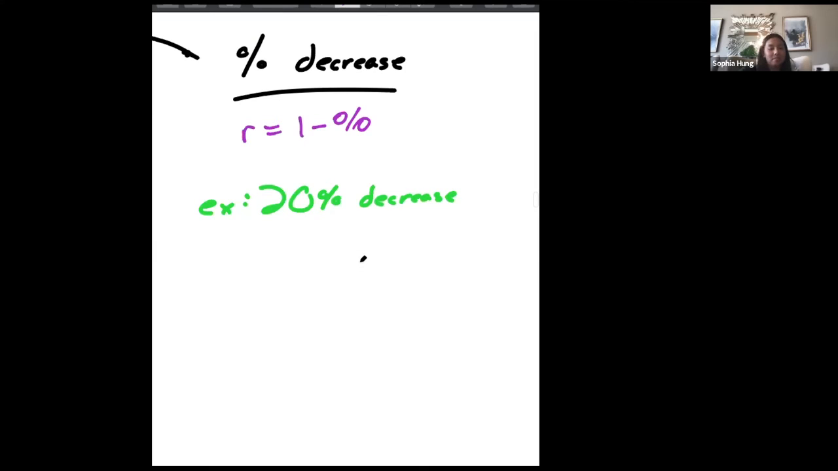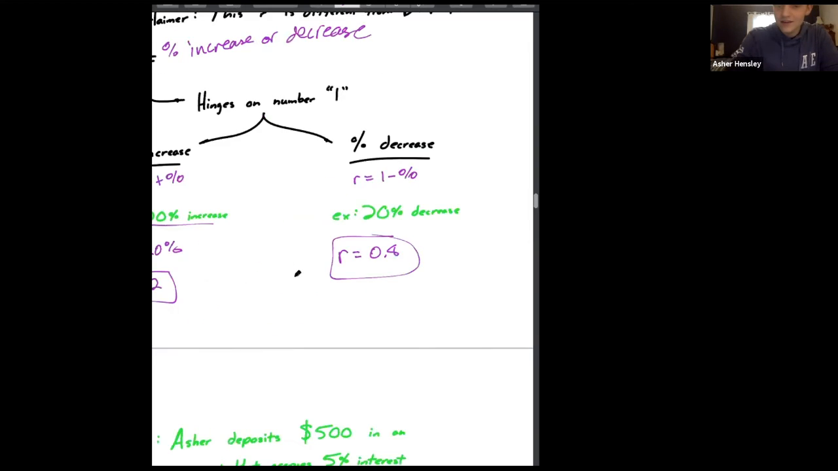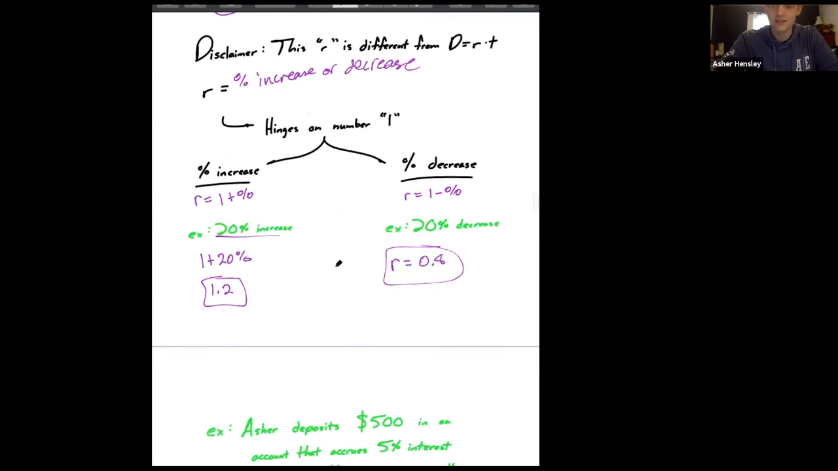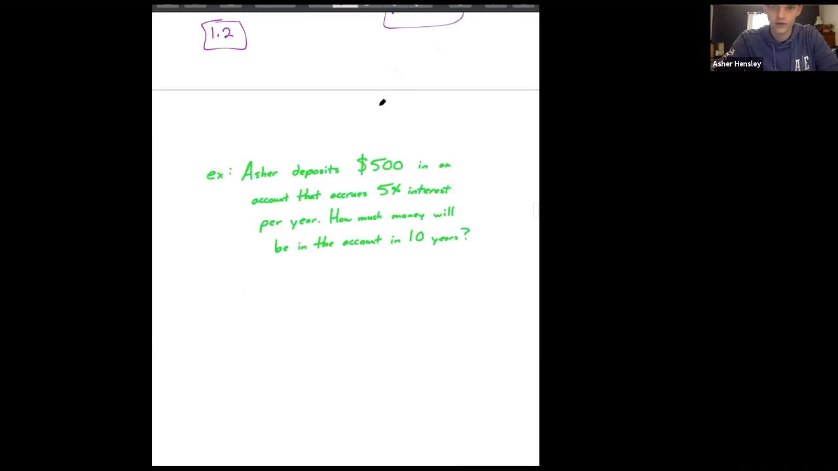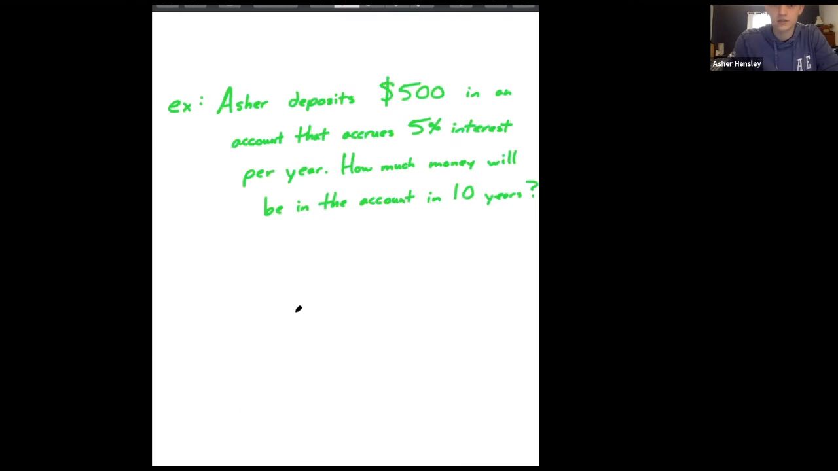Good. Excellent. So with a 20% decrease, what's our rate going to be? 0.8. Nice. Perfect. That's it. It's either 1 plus percent or 1 minus percent. Really good stuff. Over here, let's see this example.